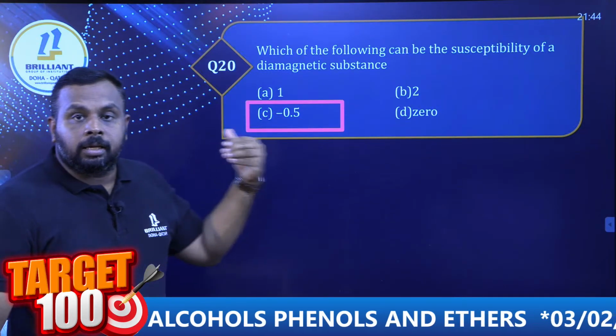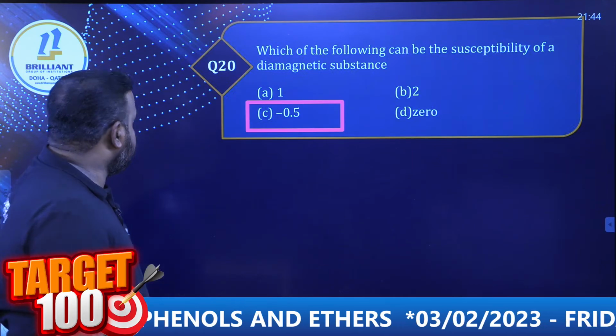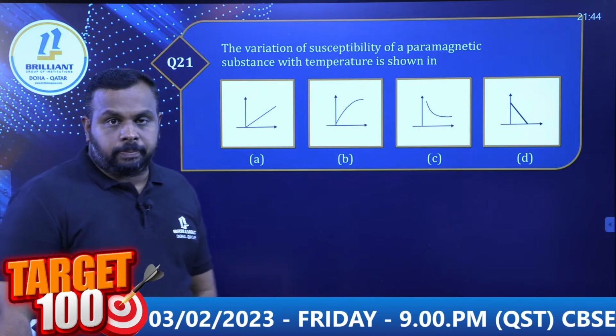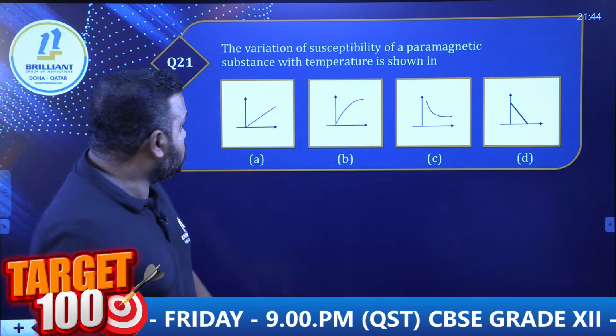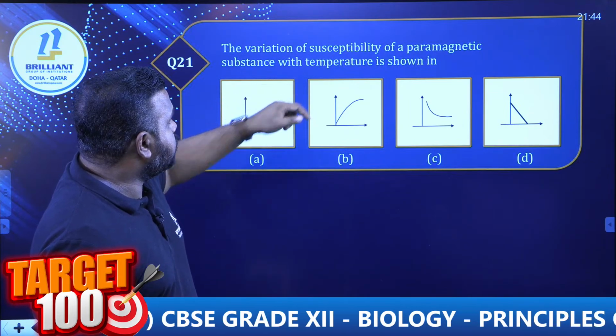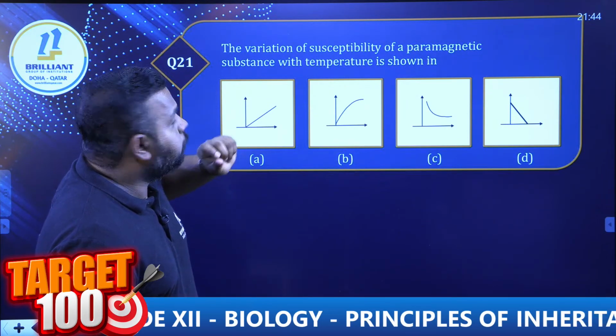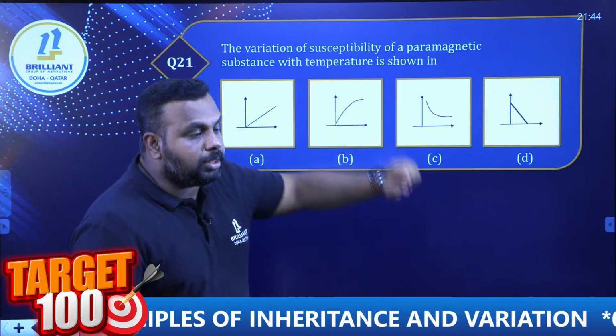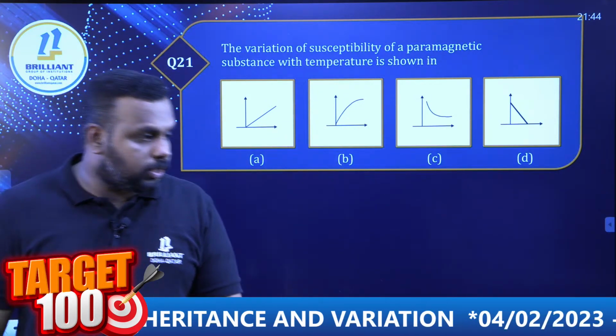Can I go to the next? Next is question number 21. Again an easy question. It's a graphical question. The variation of susceptibility of a paramagnetic substance with temperature is shown. The variation of susceptibility with temperature. Yes, comment it.